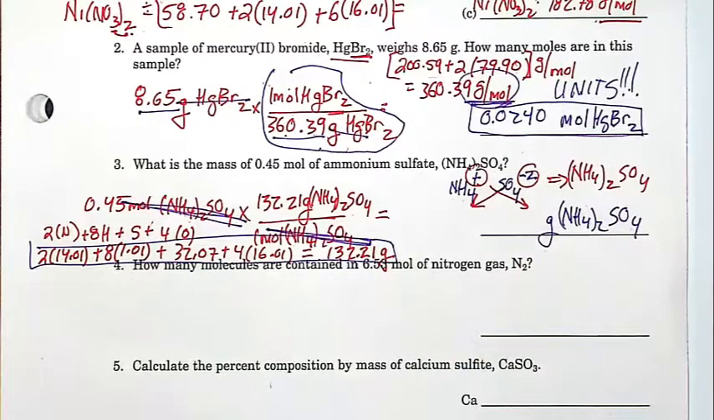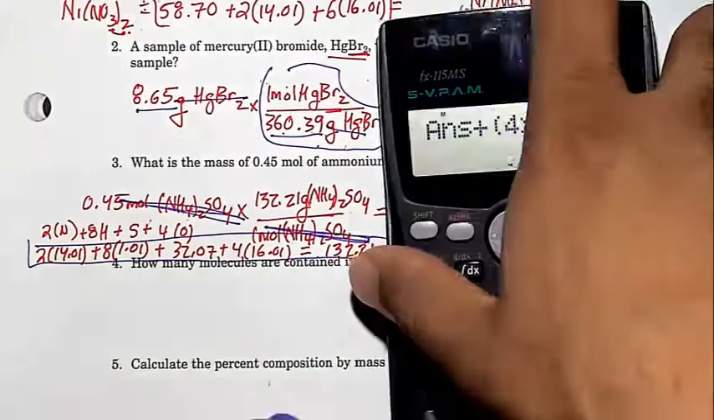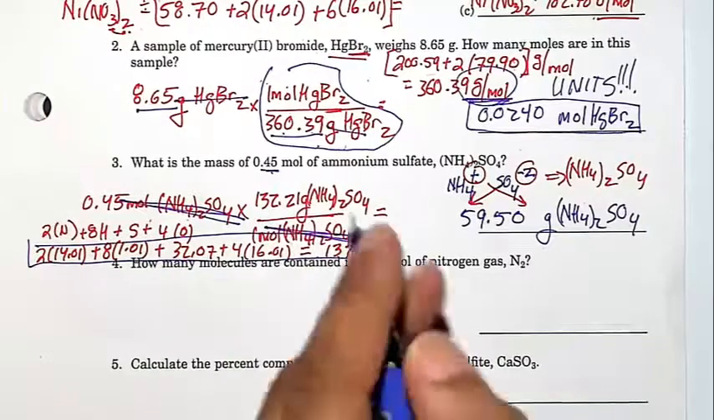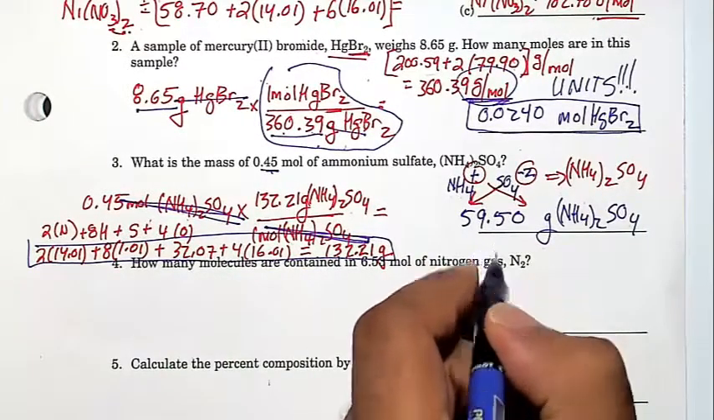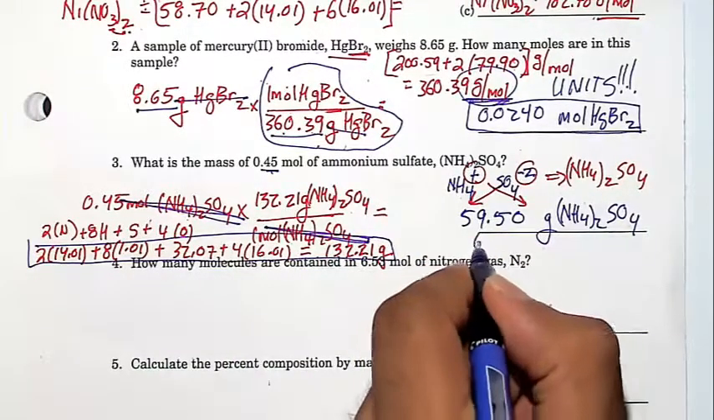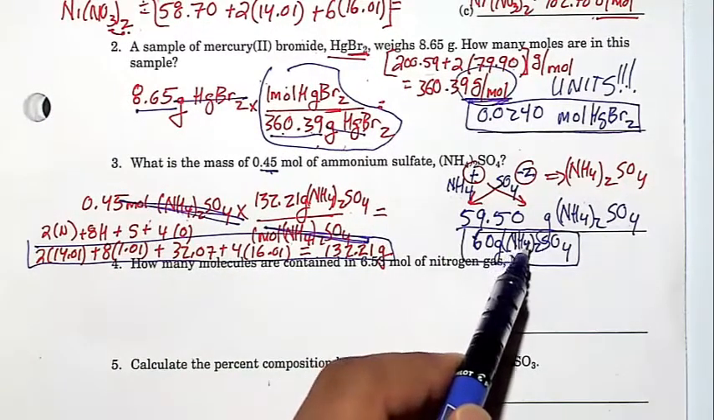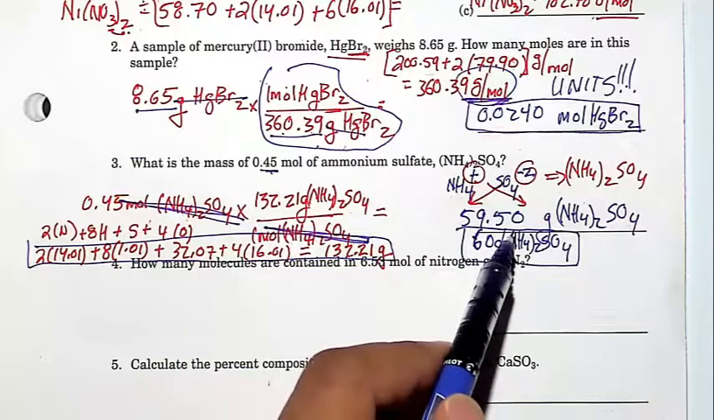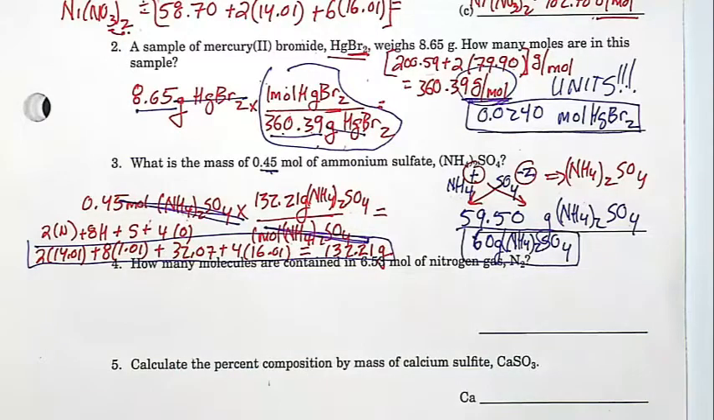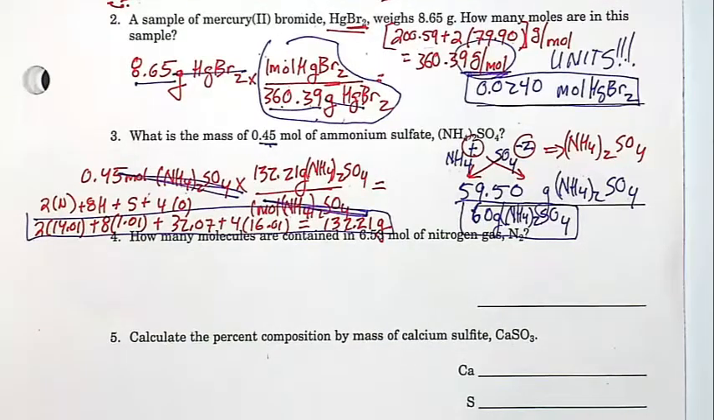So 0.45 times 132.21. This is in 2 sig figs, so let's just call it, to make it in 2 sig figs, 60. On a test or an exam, I will just tell you, put it in 2 sig figs or round your answer to 2 decimal places. So I'll be more explicit and specific in terms of your rounding for your answer.